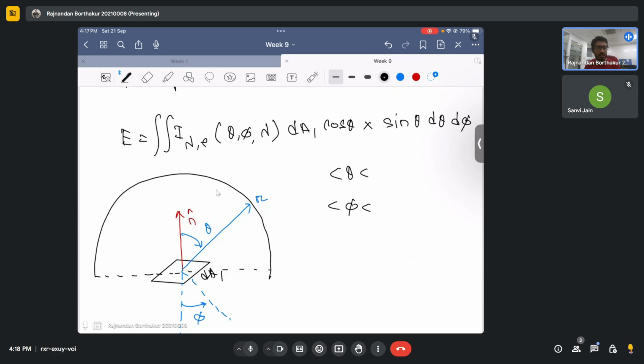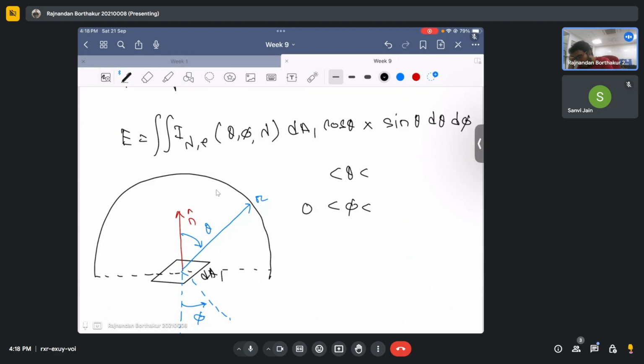Forget about the hemisphere. If it's a sphere, how do your zenith and azimuthal angles vary? Yes, 0 to pi by 2 for theta, exactly. Will it be pi by 2? Yes, it's true, it will be 0 to pi by 2. Exactly. So 0 to pi by 2 for theta and 0 to 2 pi for your phi. You have rightly pointed out.